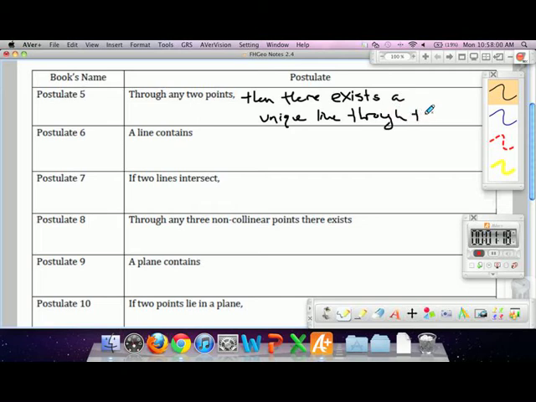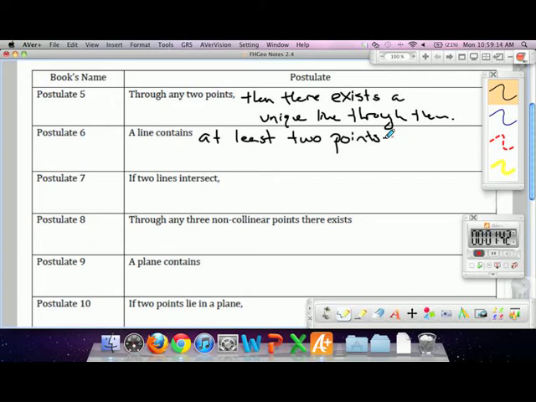Postulate 6 is basically the converse of this. So if you have a line, then what do we know should be true? It contains at least 2 points. If you have a line, then it has at least 2 points.